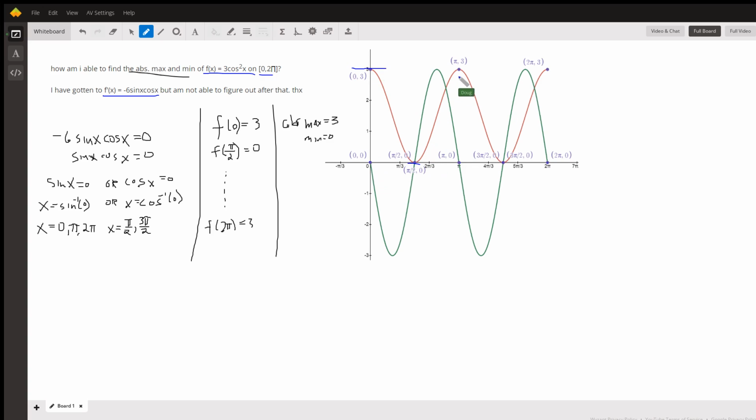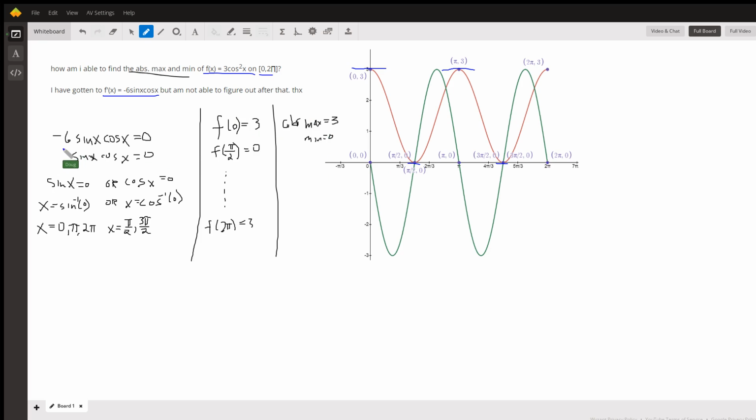So we've got turning points there. Okay, so the question is, how could you figure out those absolute max and mins without looking at a graph?